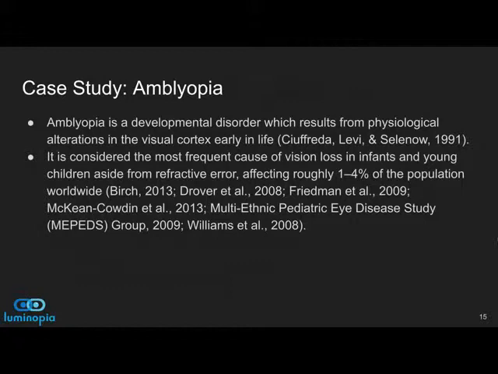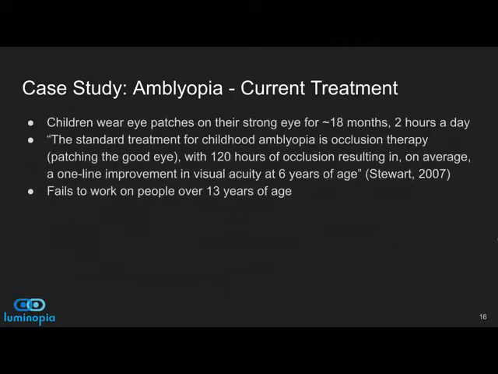So amblyopia is considered the most prominent and most frequent vision issue outside of mechanical issues. It affects, now this stat says 1 to 4, it's a little outdated. New statistics say about 3 to 5% of the population worldwide, and that's most likely underdiagnosed because many countries don't diagnose for it as effectively as the US and don't treat it as effectively as the US. So what's the current treatment of amblyopia? So I can compare it to how virtual reality can very much change this space. So the current treatment requires that children wear eye patches for about 18 months for 2 hours per day.